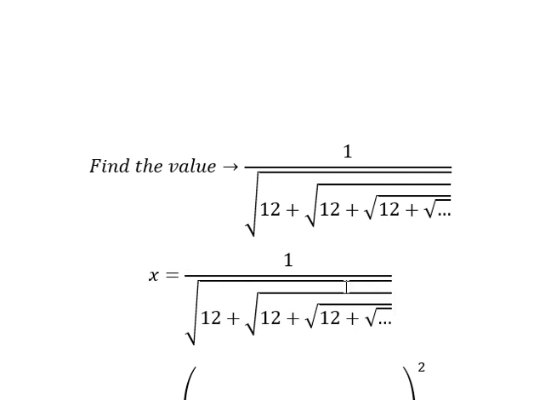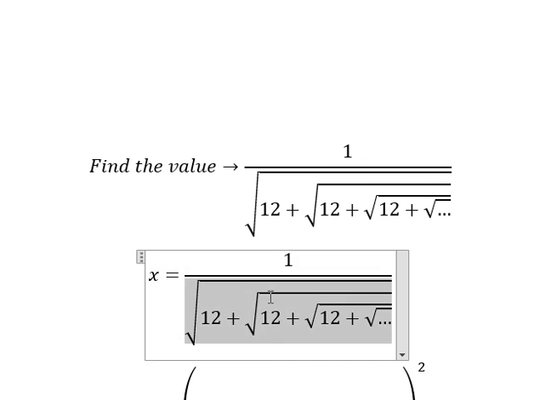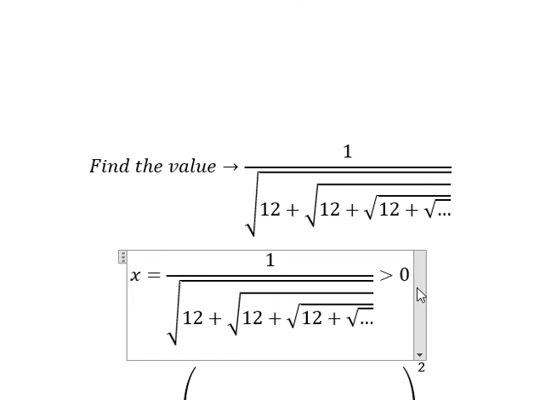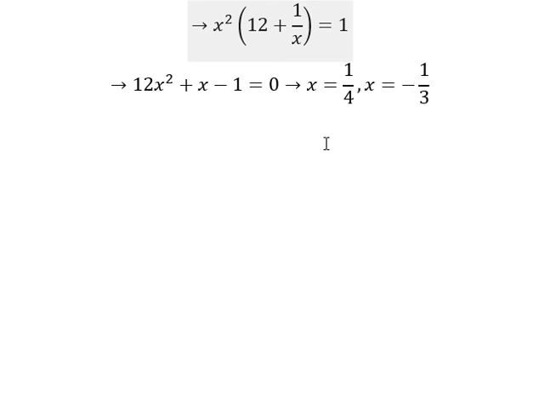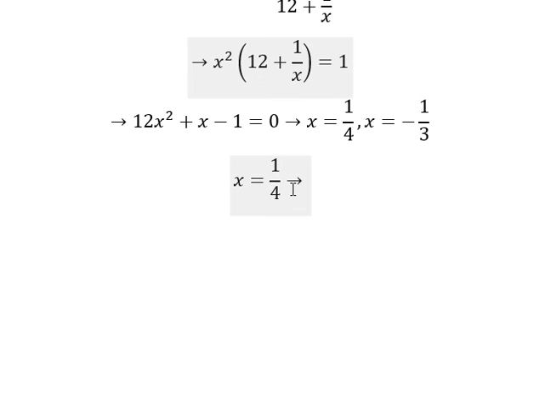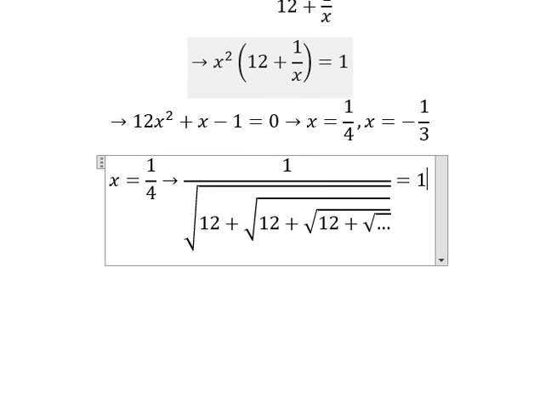But we need to know that the value under the square root is always positive. So we only select x equals 1 over 4, or this one equals 1 over 4.